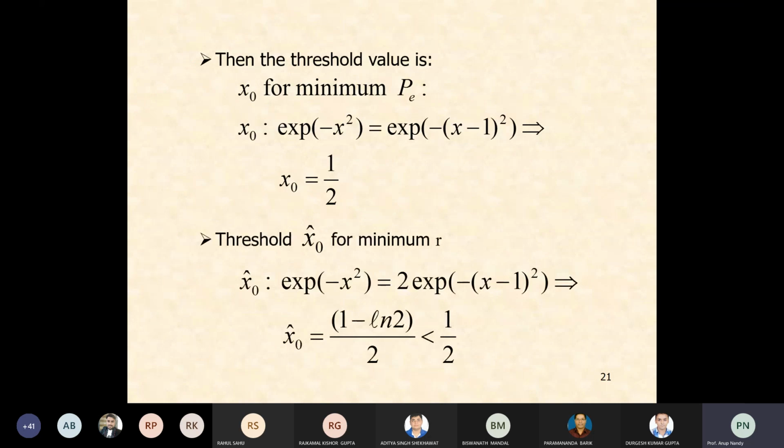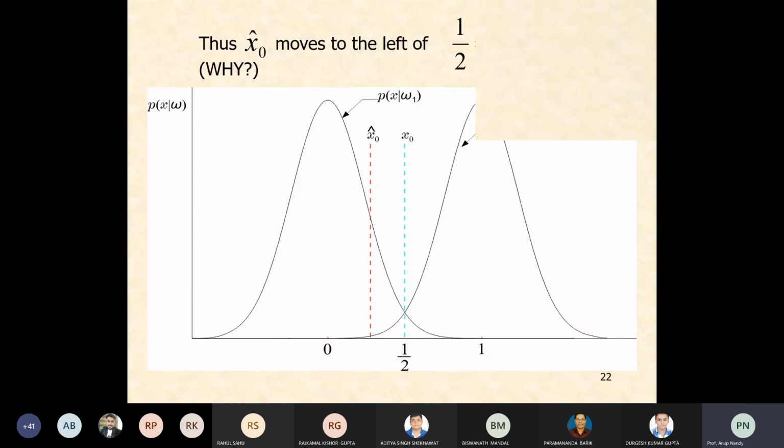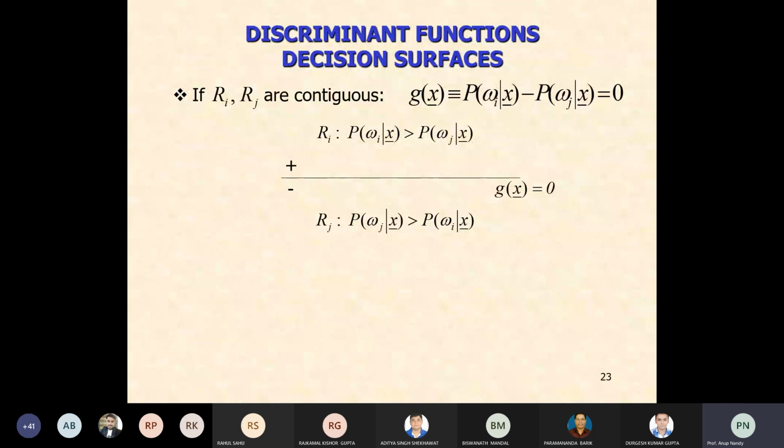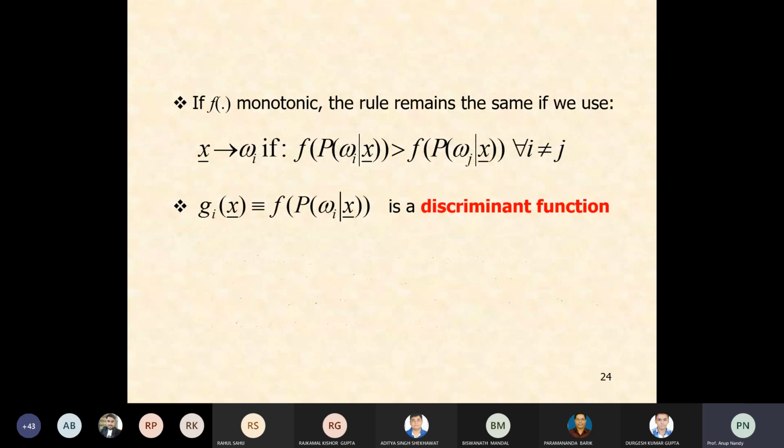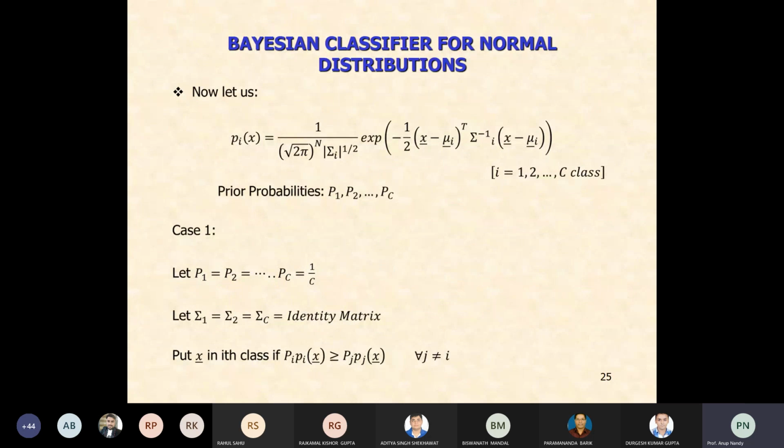All these things that we have done, the discriminant functions: we have seen the concept of the discriminant function. From the discriminant function, today we'll establish a linear discriminant boundary, or decision boundary, or you can say the linear discriminant functions. So today we'll see the Bayes classifier for the normal distribution.